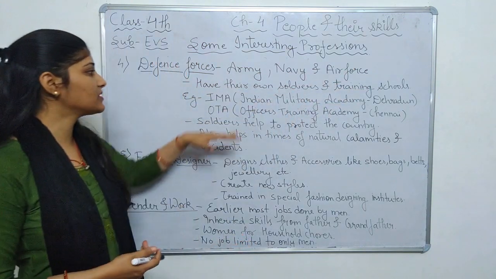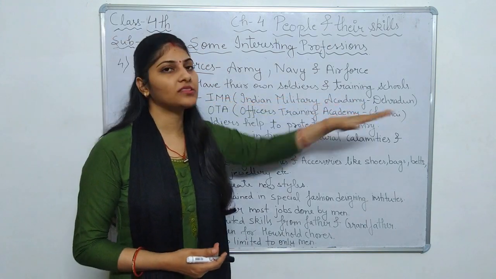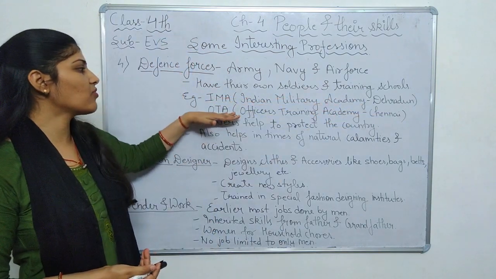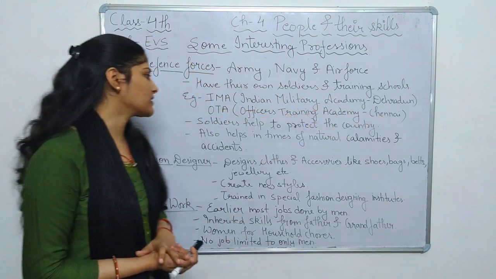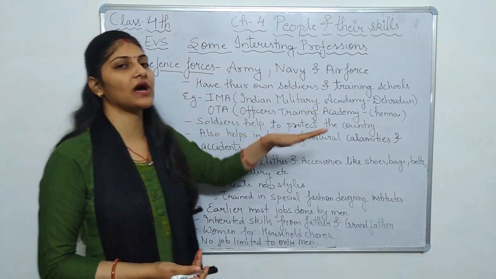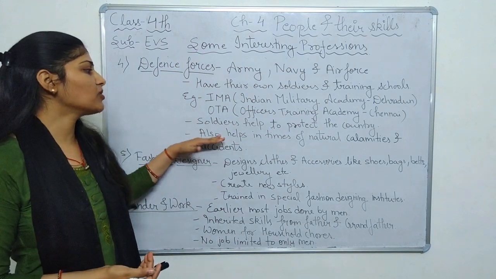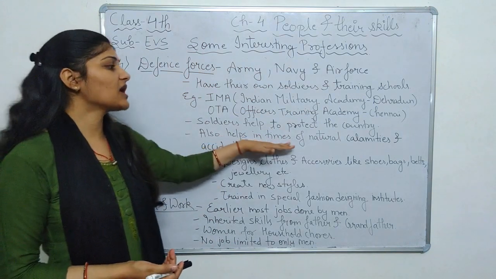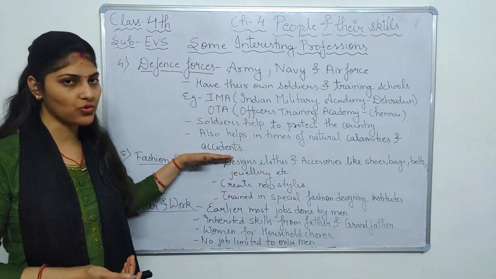For example, the IMA, that is the Indian Military Academy, is in Dehradun. And next is OTA, the Officers Training Academy, which is in Chennai. Now what these soldiers do, these soldiers help to protect our country from foreign enemies. They also help in times of natural calamities and accidents.